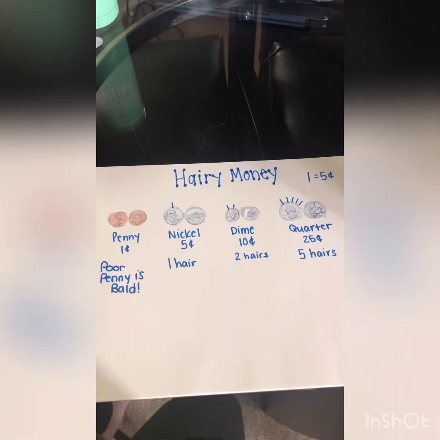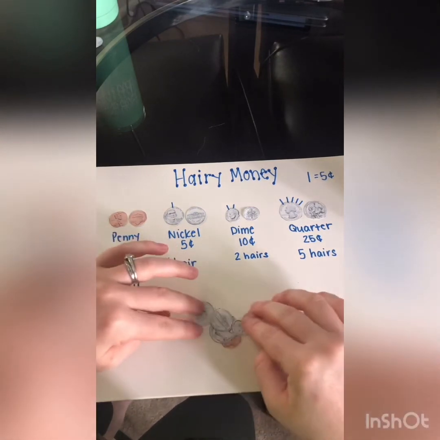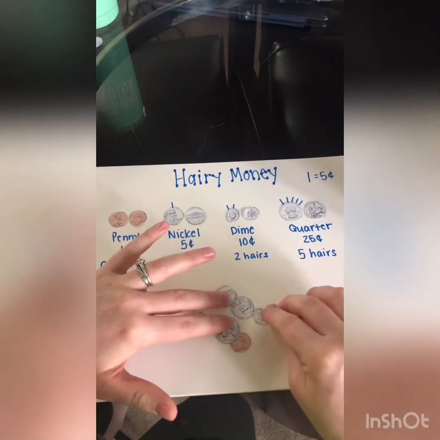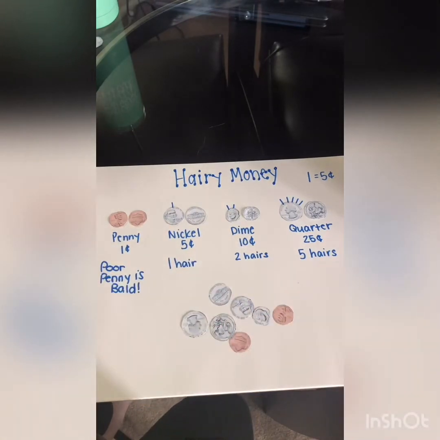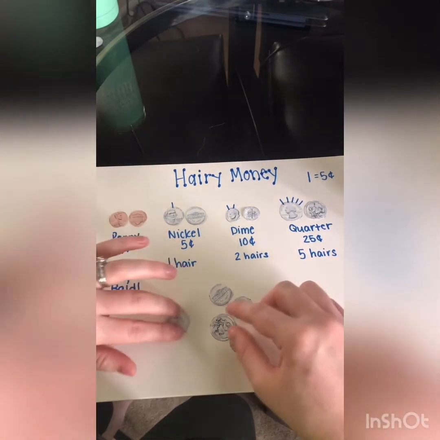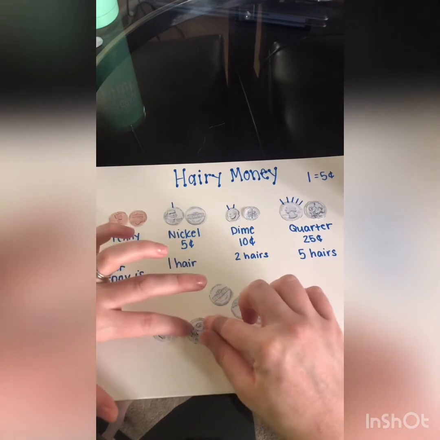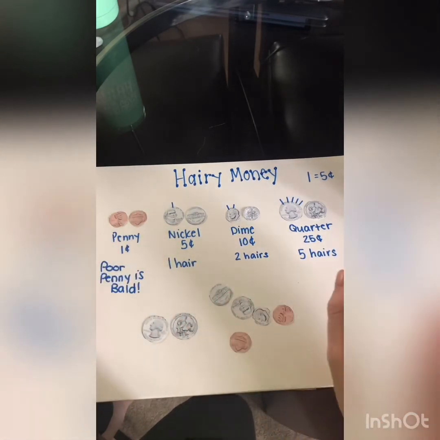Let's do an example. I have a collection of coins here. Okay, and we're going to count these using the hairy money strategy. The first thing you need to do when you have a collection of coins is put them in order from what's worth the most to what's worth the least. Now, the coin that's worth the most is going to be the quarter, worth 25 cents. So we're going to put them first.